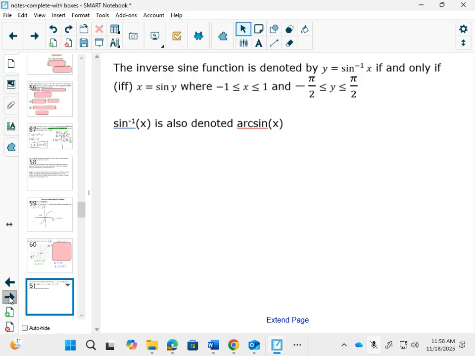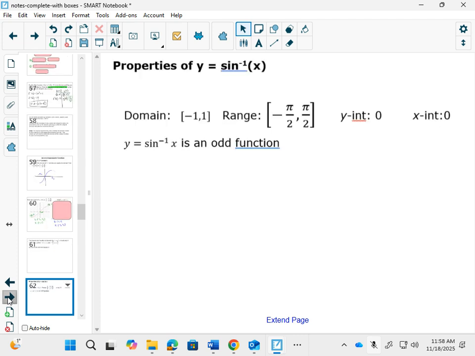The inverse function, sine inverse of x, sometimes you'll see it written as arc sine. That means the same thing as sine inverse of x. And the domain goes from negative 1 to 1, and your range from negative pi over 2 to pi over 2. So here are the properties of the inverse. The domain, the range, we know our y-intercept and x-intercept.